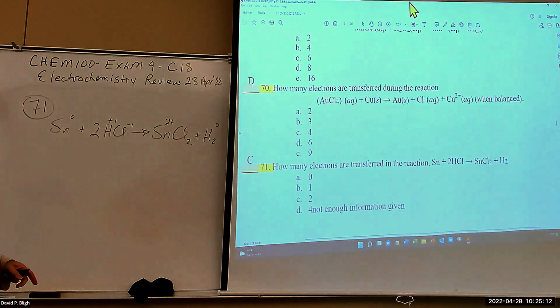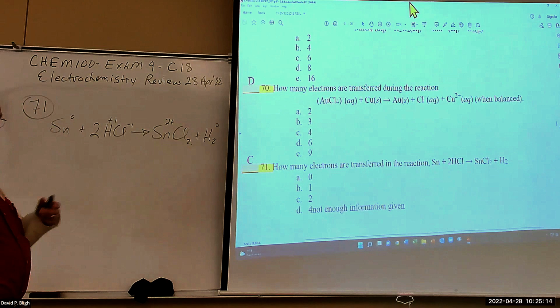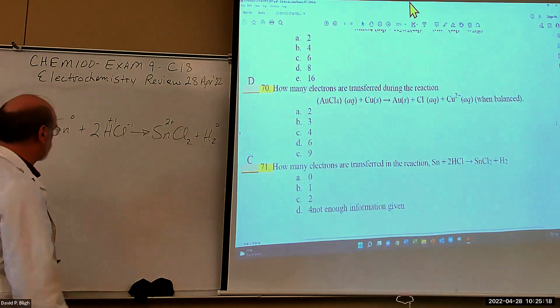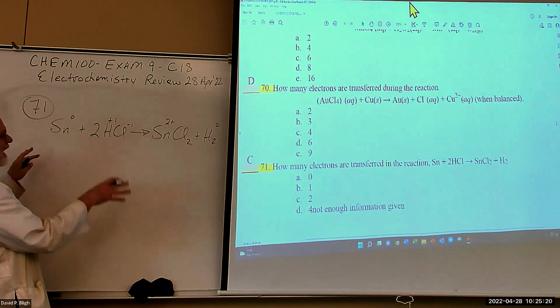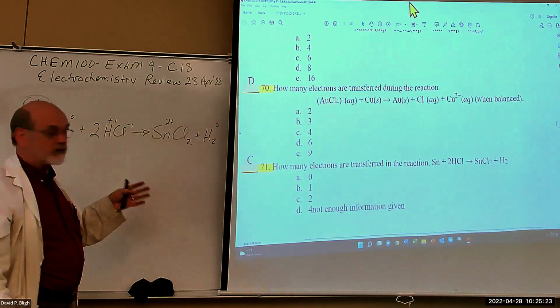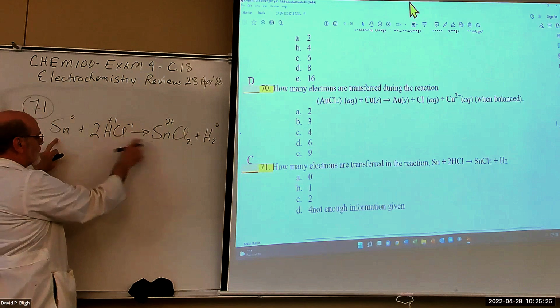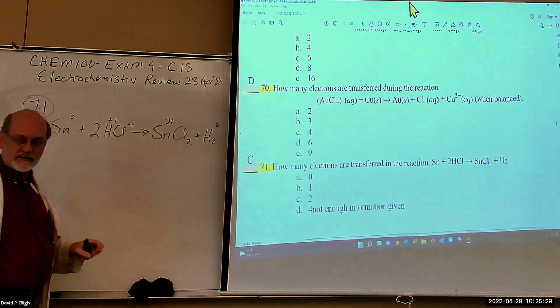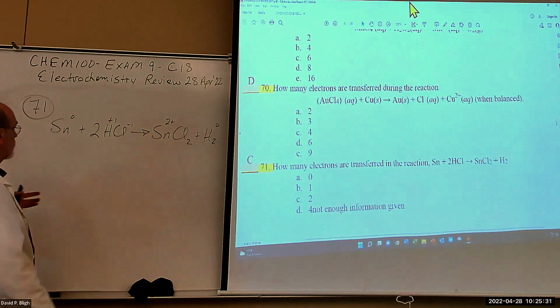So E is not enough information, and D is 4. Let's find out how many electrons were transferred. Is this balanced? It looks to me like it's balanced to begin with, right? 2 hydrogens, 2 chlorines. We're balanced. So all we have to do is count up how many are moving.